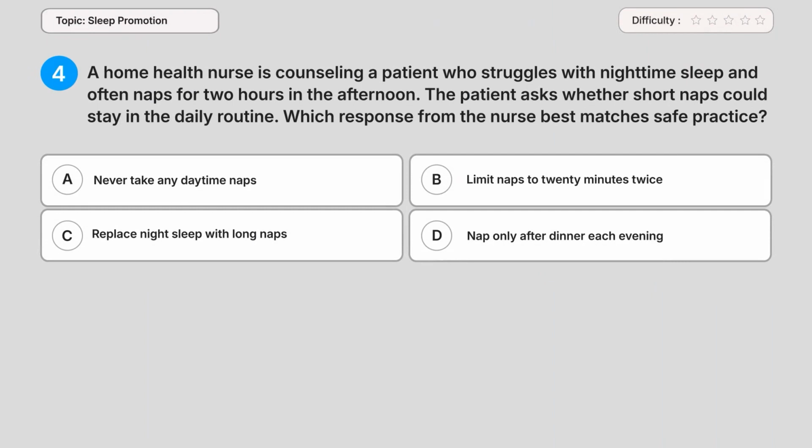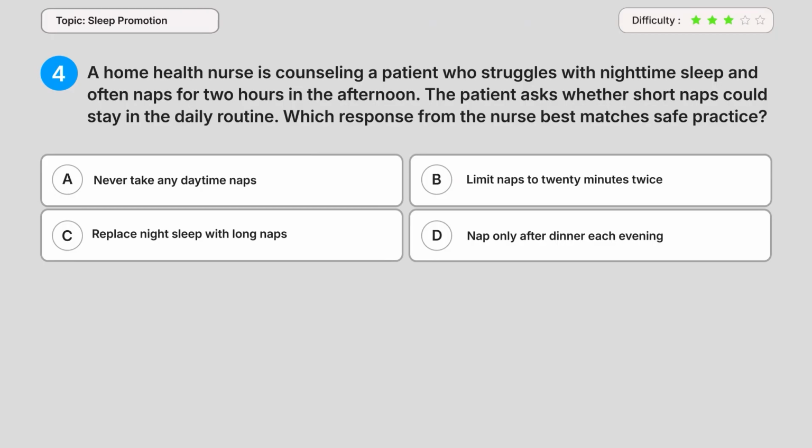Question 4. A home health nurse is counseling a patient who struggles with nighttime sleep and often naps for 2 hours in the afternoon. The patient asks whether short naps could stay in the daily routine. Which response from the nurse best matches safe practice?